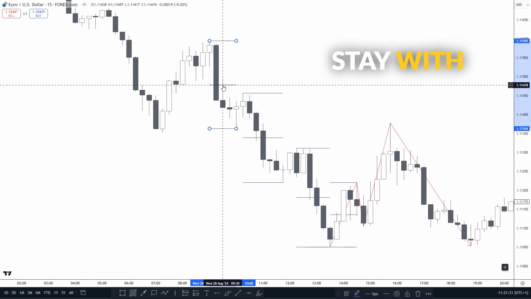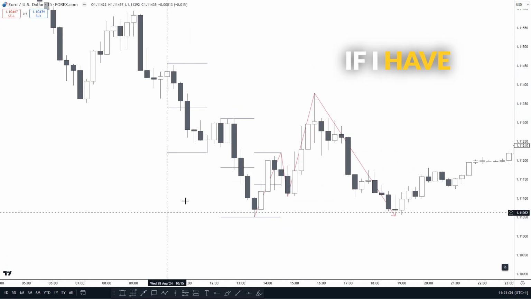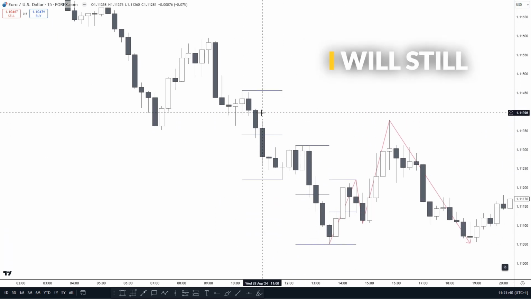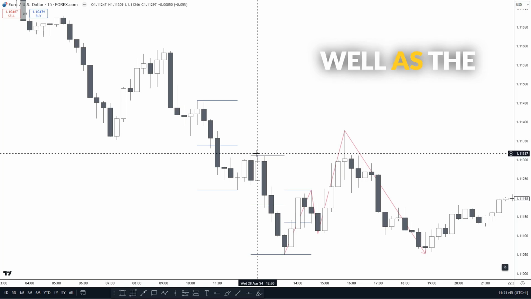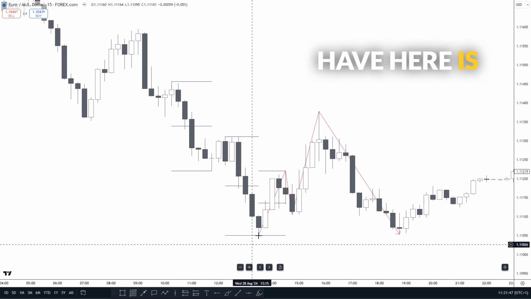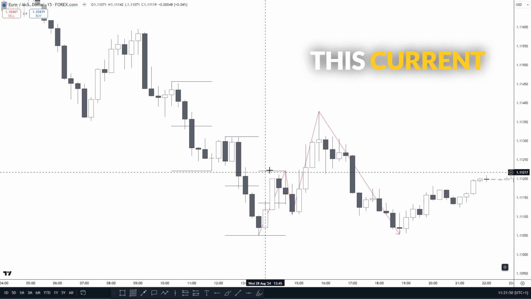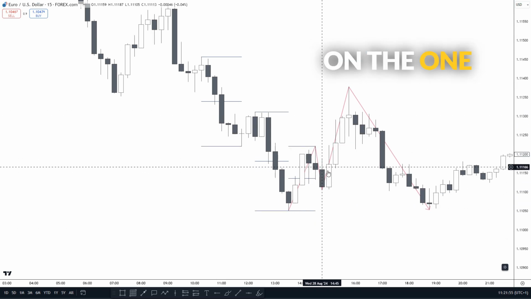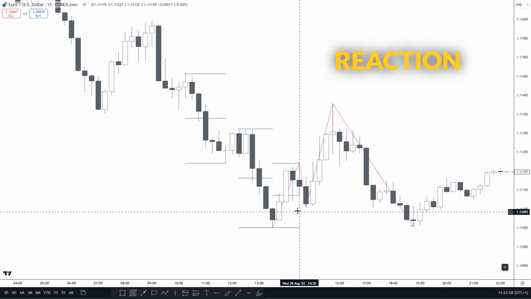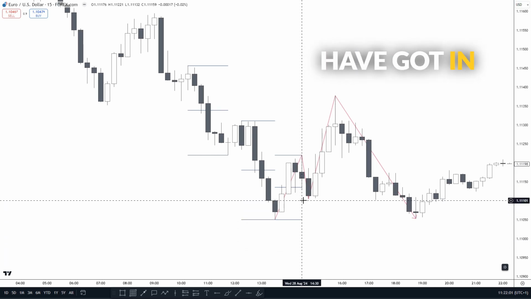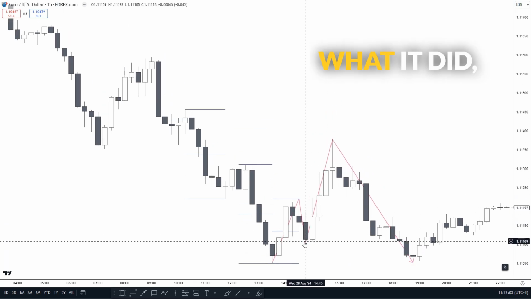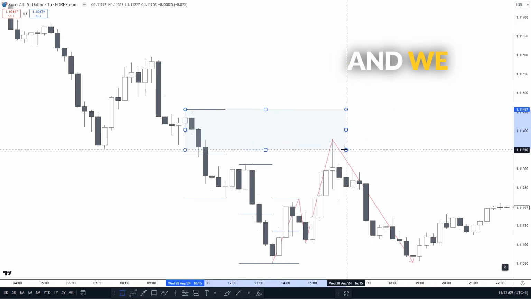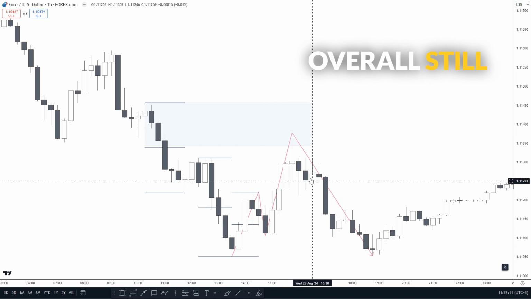Now what I look at to stay with current price is that if I have a range that was unmitigated, the premium, I will still have that open for business as well as the current one. And you can see we popped up into the premium of this current range, had a reaction, probably enough for a 1-to-1, 1-to-2 maybe on the 1 minute. But then overall that reaction didn't break the low. We could have got in long here, and then it came up into this still open for business premium up here, and we could have taken a short from there that overall still worked out.